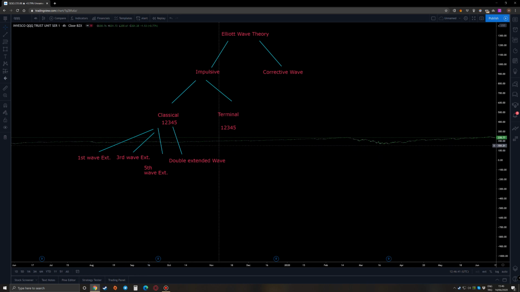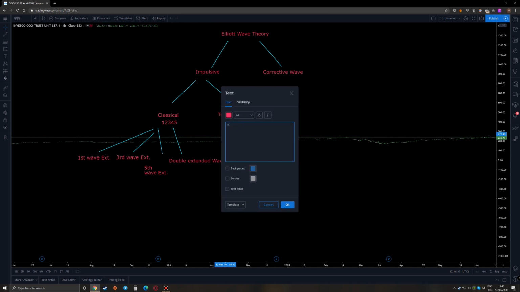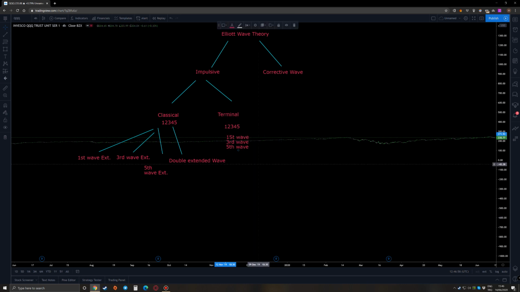Now, if this is a terminal move, then I should ask myself the same questions. Is this a first wave extension, a third wave extension, or a fifth wave extension? Because on a terminal move, even though they are 1, 2, 3, 4, 5, I will do another video on terminal moves for you guys, don't worry about it.